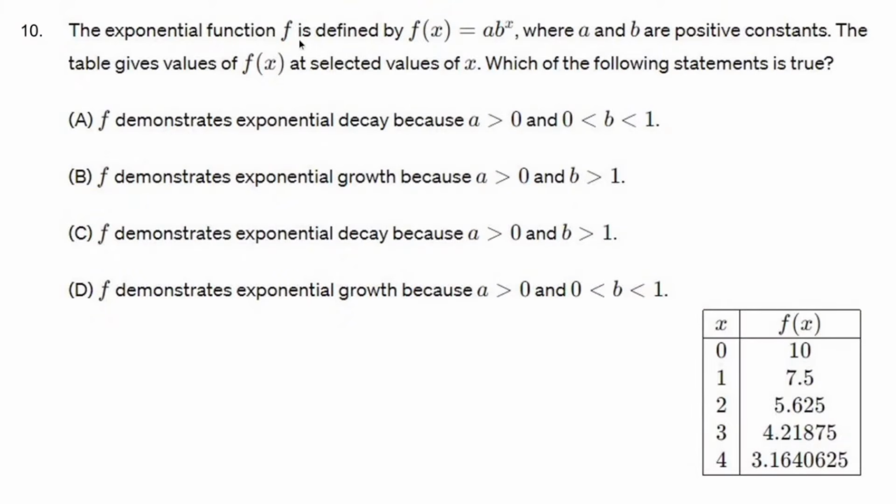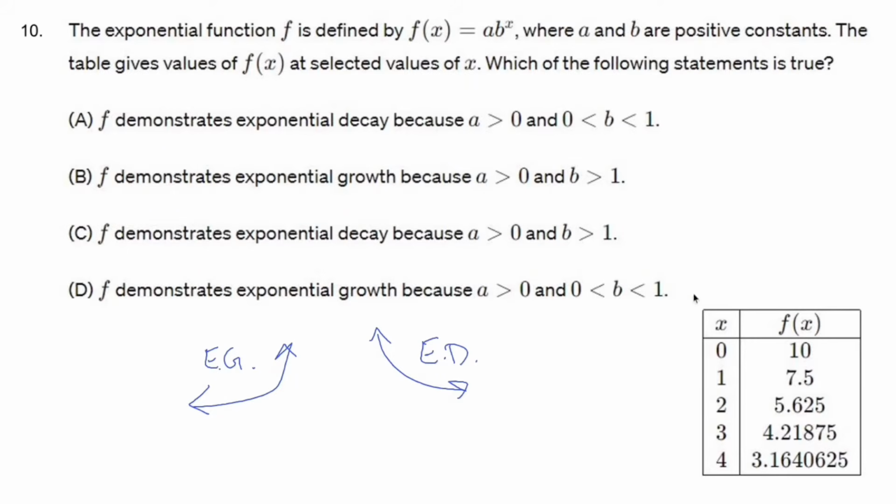The exponential function f is defined by f of x equals a times b to the x, where a and b are positive constants. The table right there gives the values of f of x at selected values of x. Which of the following statements are true? So they want to talk about exponential growth and exponential decay. Since everything here is positive, exponential growth looks like this if you want to graph it out. Exponential decay would look like this.